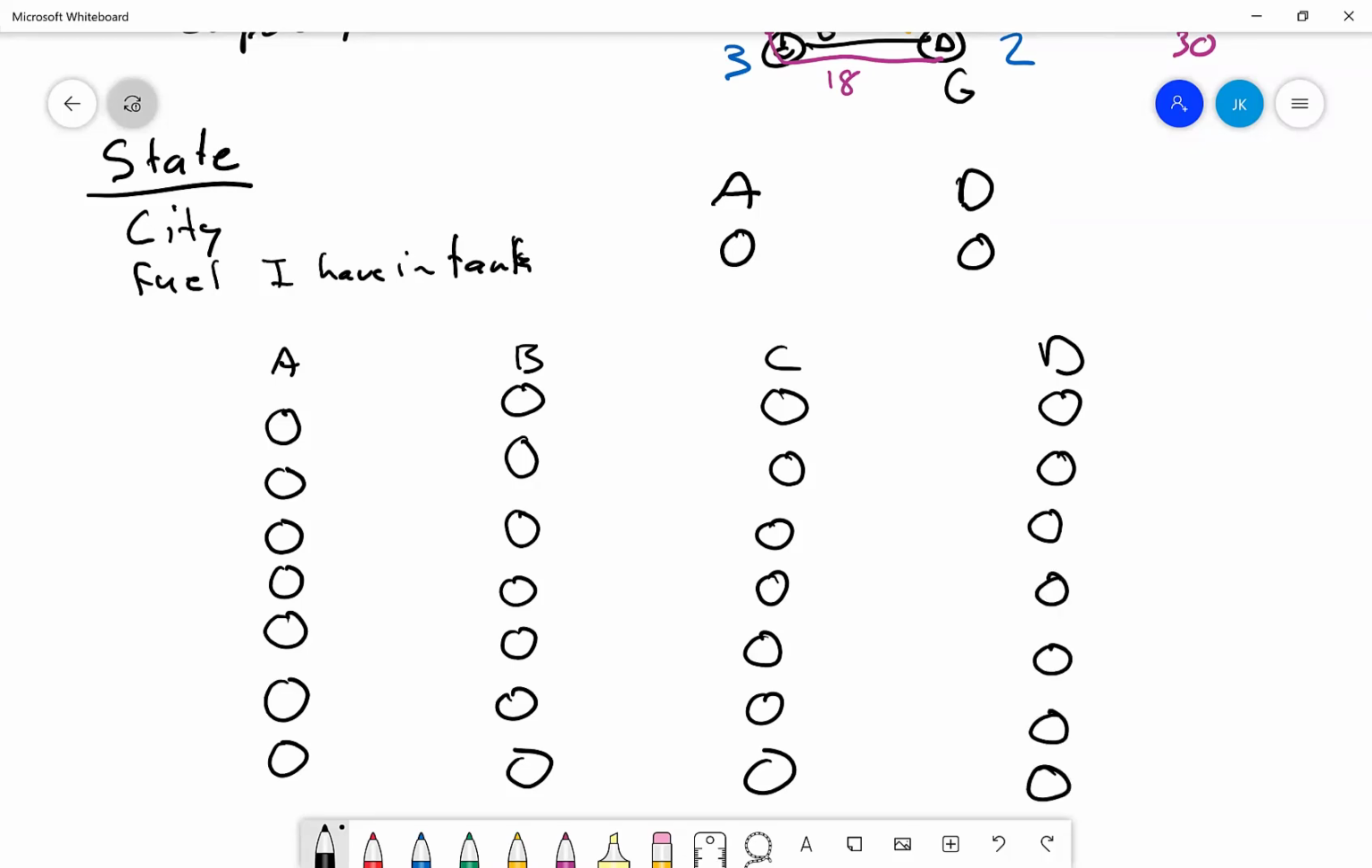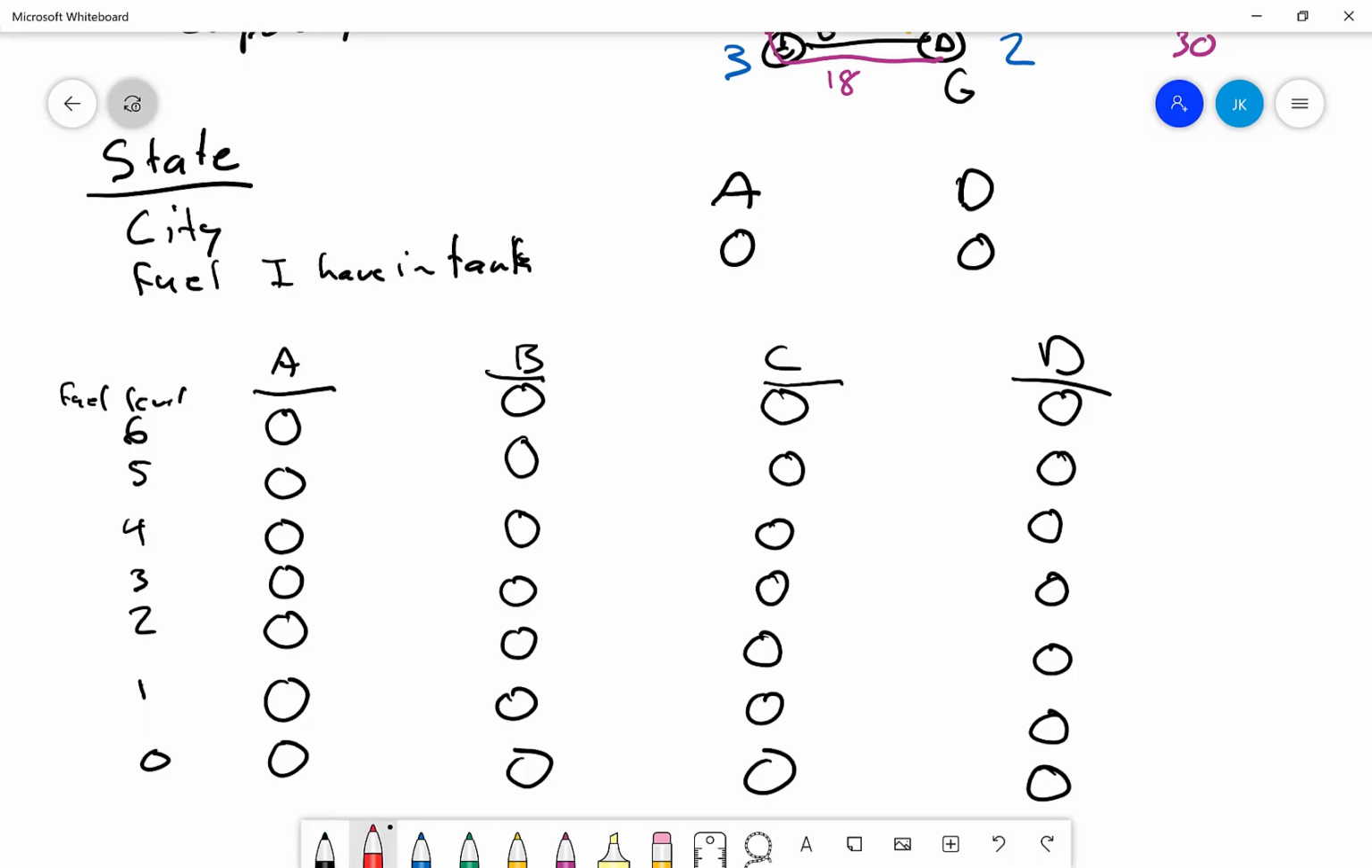Okay, so in this case, I have a node for each city and for each fuel level. So this is going to be the fuel level. How many gallons are in the tank? 6, 5, 4, 3, 2, 1, 0. Okay, and now I need to put my edges in the graph. And the edges are going to be the cost from one node to another.